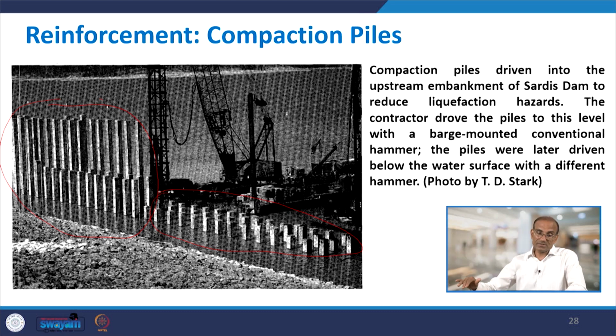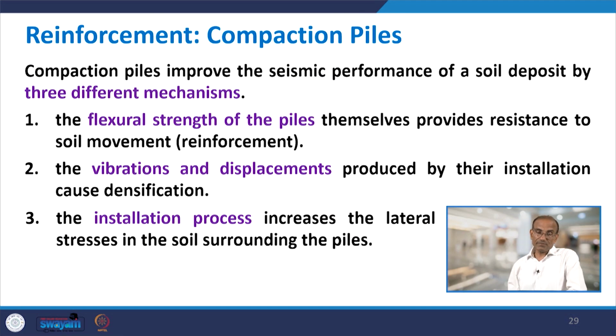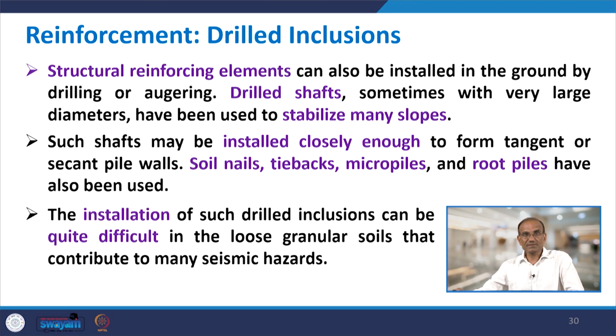So, they will densify the soil, they will have a densification effect, and because the material is different, they will also increase the stiffness of the soil. Compaction piles improve the seismic performance of a soil deposit by three different mechanisms. One is the flexural strength of the piles themselves provide resistance, that is reinforcement. Then vibration and displacement produced by their installation cause densification. Third, the installation process increases the lateral stresses in the soil surrounding the piles.